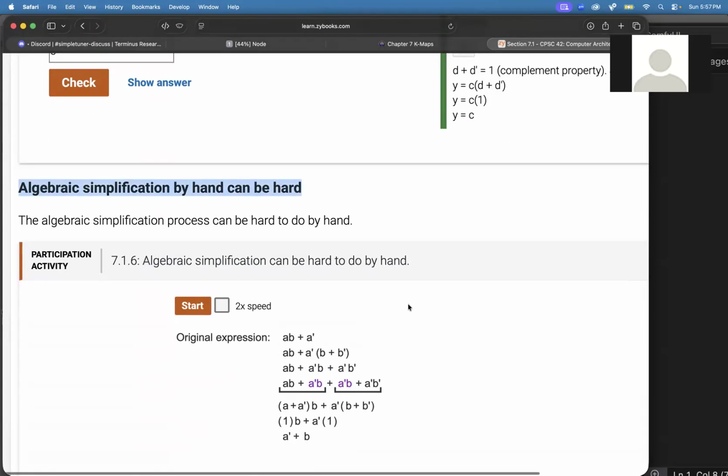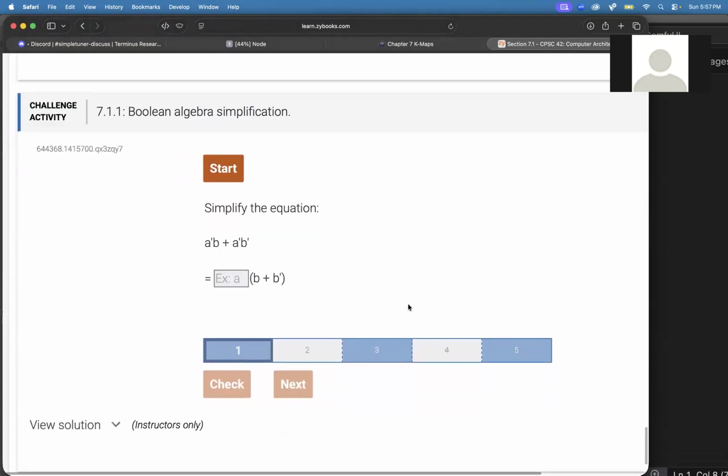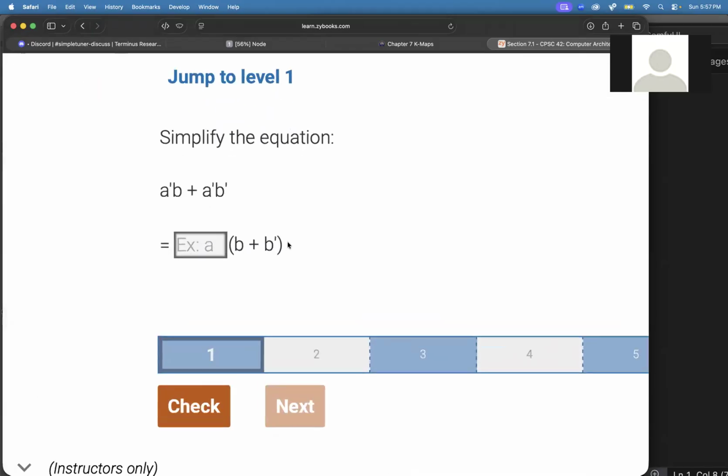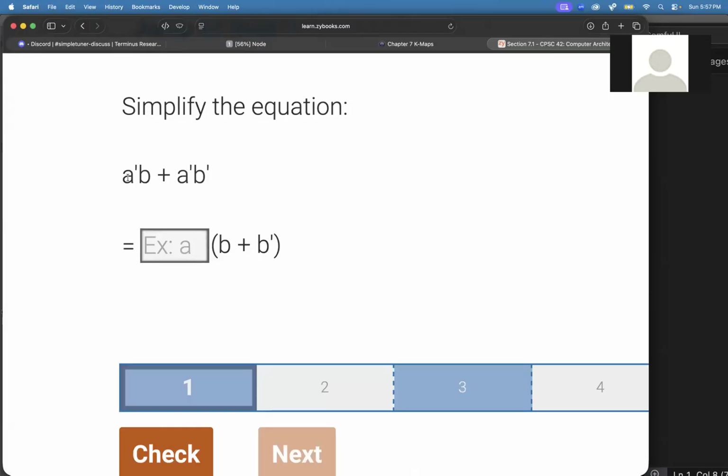Algebra simplification by hand can be hard, sure. I did a couple of these in my video that is no longer here, but these are straightforward. They're just like those participation activities we just did, right? So like not A B plus not A not B. So you could factor out a not A. That's all they want. Let's do number 2.